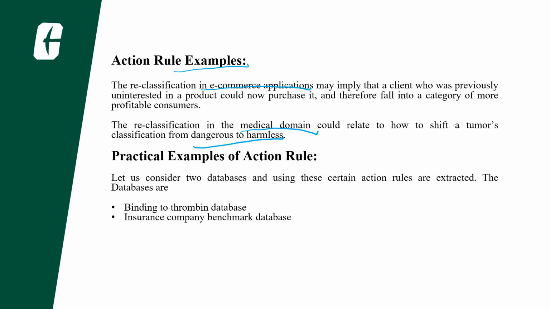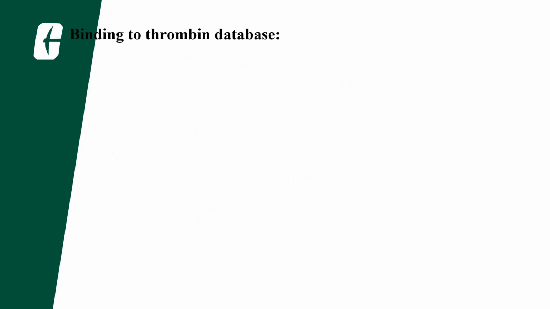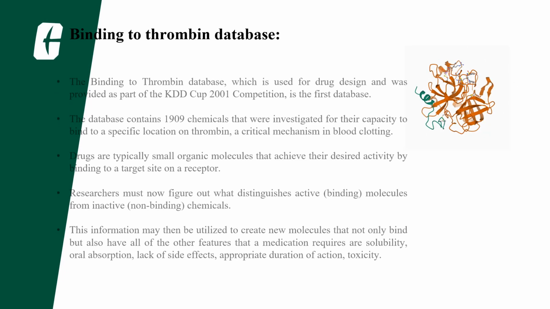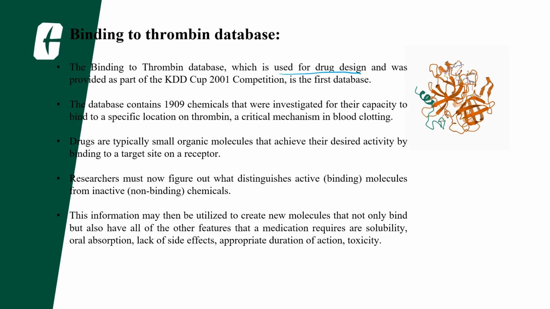Coming to practical examples of action rule, let us consider two databases. Using these, certain action rules are extracted. The databases are: binding to thrombin database, which is used for drug design and provided as a part of KDD Cup 2001 competition. It is the first database used in this competition, and the database contains 1909 chemicals that were investigated for their capacity to bind to a specific location on thrombin.